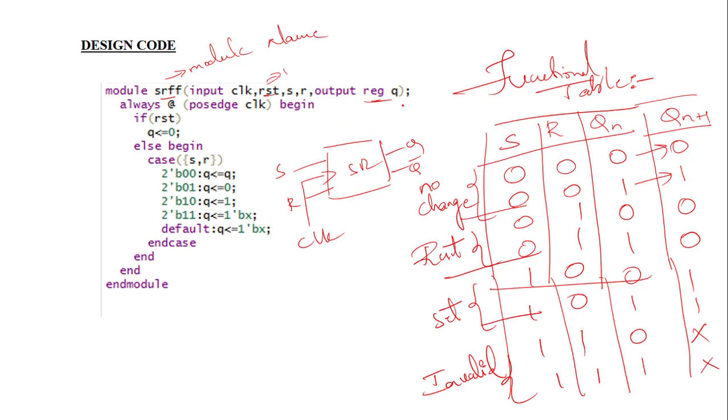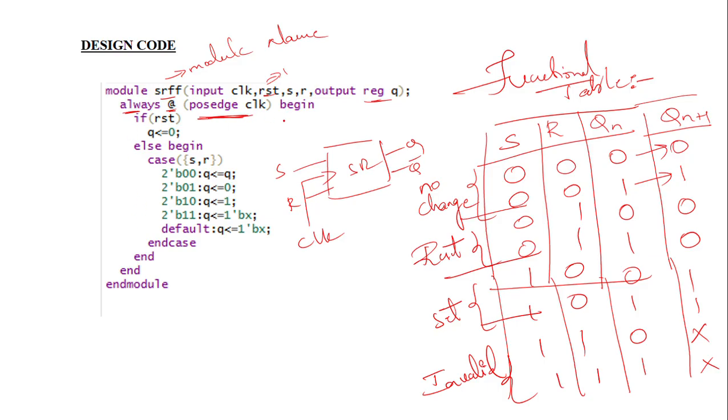After that, we have to write always at the rate, posedge clock. Whenever there is a change in the sensitivity list, the whole block is executed. The syntax is always @. This is the sensitivity list: whatever variables we assign in this parenthesis act as the condition for the block. Whenever there is a change in that variable, only then is the always block executed. If there is no change in the clock, there is no execution of this block.